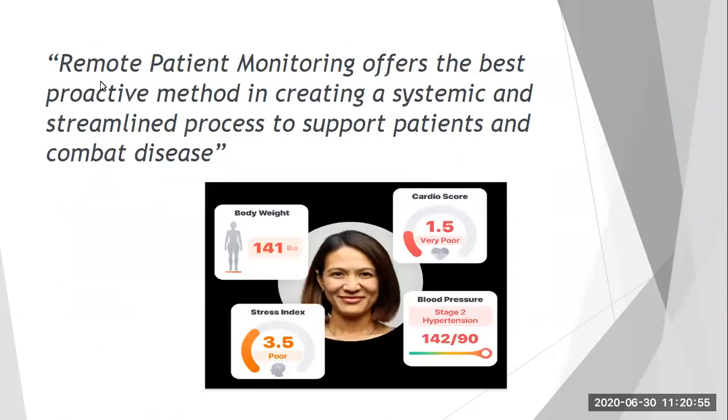So to summarize, I think we can really understand that when we are looking at optimal patient engagement, the foundation comes from the messaging of the office, that relationship with the provider to the patient, the value of the program and what it's going to bring to them, and really set and identify goals, and really looking at that whole loop of the program and the value. And when we look at this, remote patient monitoring offers the best proactive method in creating a systemic and streamlined process to support patients and combat disease. We think about that, we understand that all these new systems can be put in place to alter the health outcomes of somebody and to keep more active engagement in what's happening with their health and well-being.